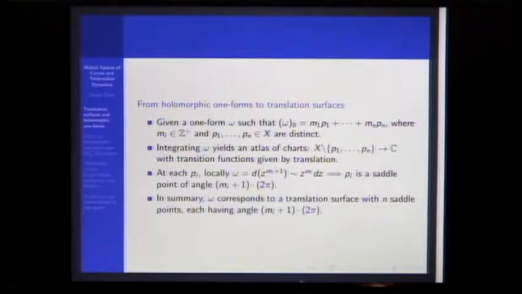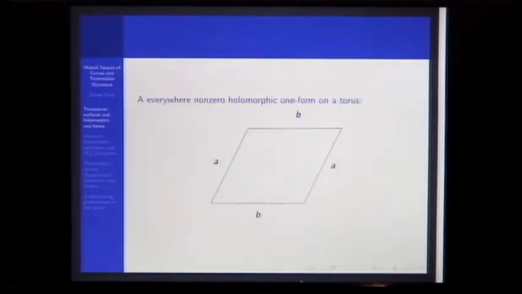You can pick whatever you want. Maybe for some of you, you want to use a holomorphic one form, that's okay. But if you are more into the geometric side, you can use this translation surface. So they're equivalent. So here are some more examples.